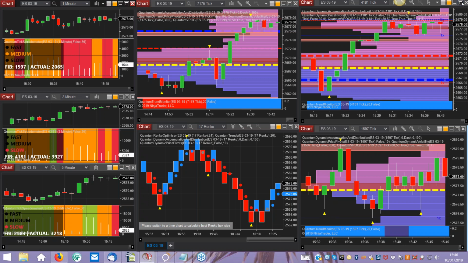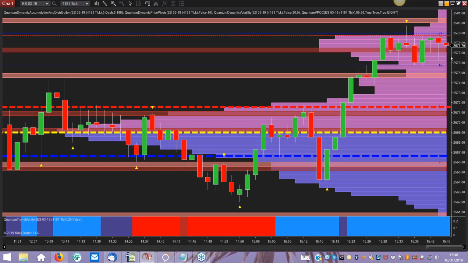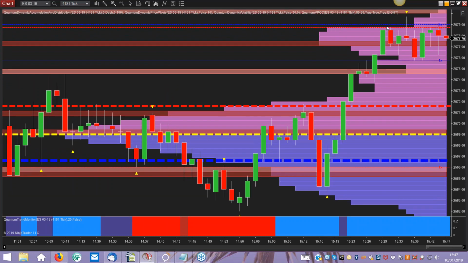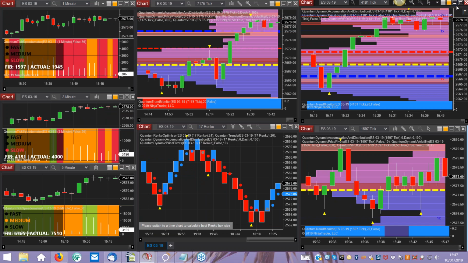Desperately trying to break above this region. Let's pop this one open. See if we've got any more up the chart. No, nothing particular. So we've got a little bit of resistance here, but nothing particularly spectacular. Trend monitor's blue on that one. We're blue here. We're blue here. So, you know, we're still okay at the moment.